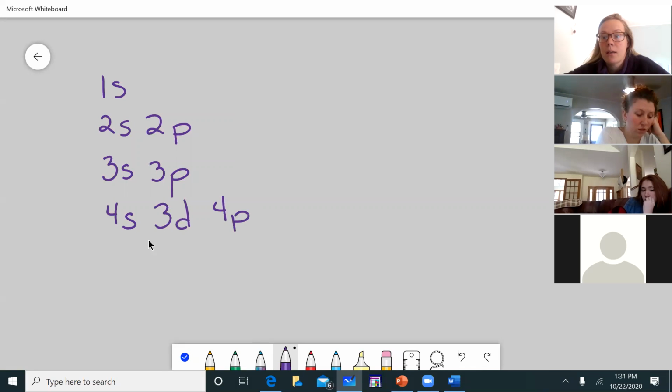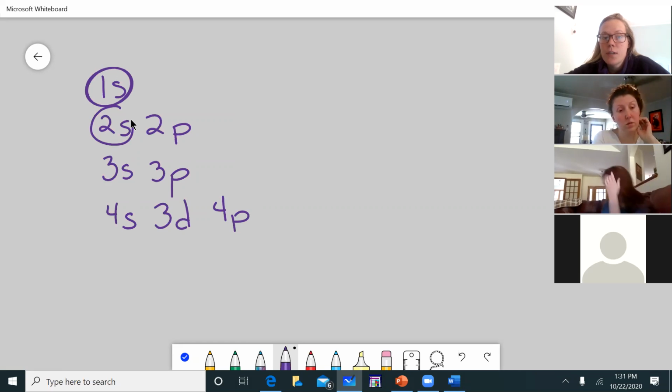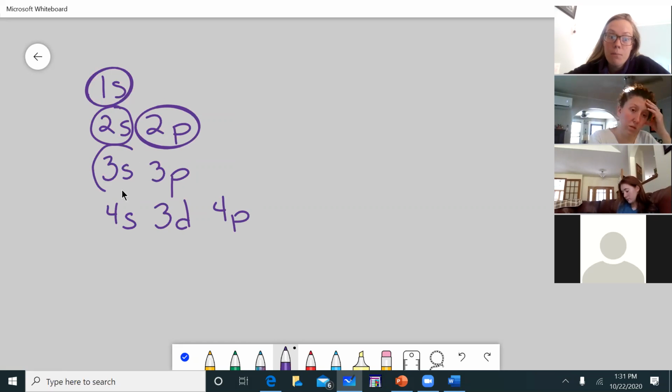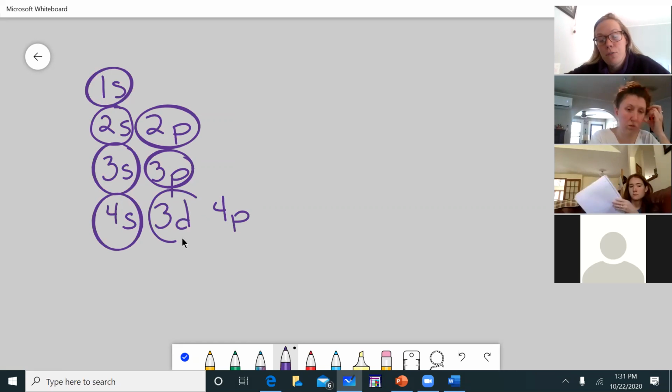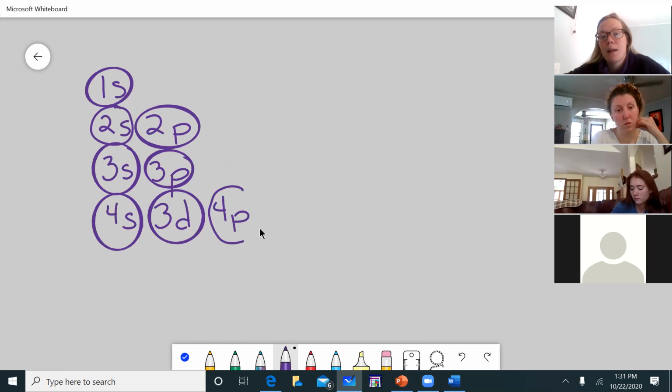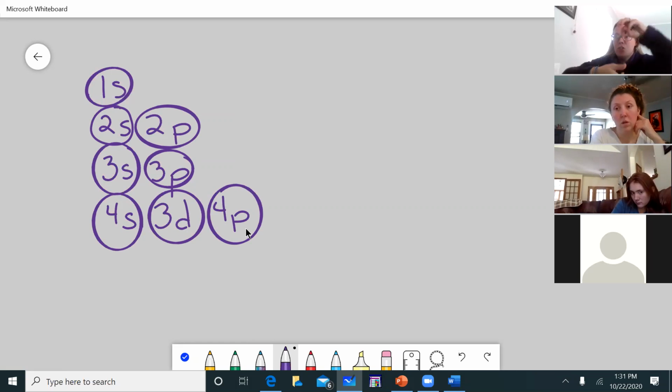then I fill my 4p. So first I'm going to fill a circle with 2 electrons. Then I'm going to fill a sphere that sits around this, and then I'm going to fill a p, which is a dumbbell. Then I'm going to fill a bigger sphere, and then a bigger dumbbell. Then I'm going to fill a really big sphere, then a 4-leaf clover shape, and then a dumbbell shape. So they're all sort of nestled into each other around it.